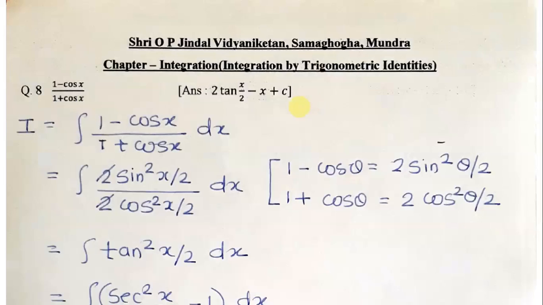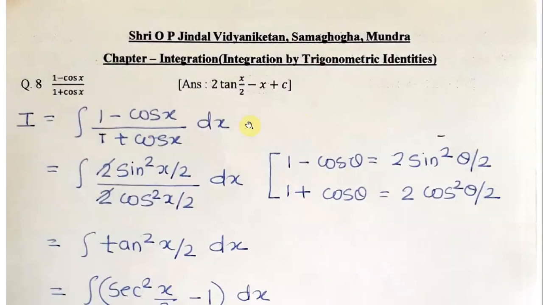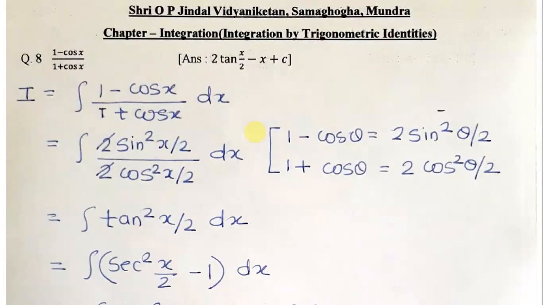Question number 8 is a very simple question. It can come for 1 to 2 marks in the examination. See, 1 minus cos x. We have the formula 1 minus cos theta is equal to 2 sin square theta by 2. You have applied this formula many times in class 11 as well. And 1 plus cos x will be equal to 2 cos square theta by 2. My theta is here x, so it will become x by 2.